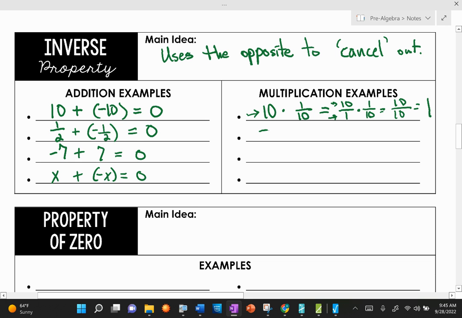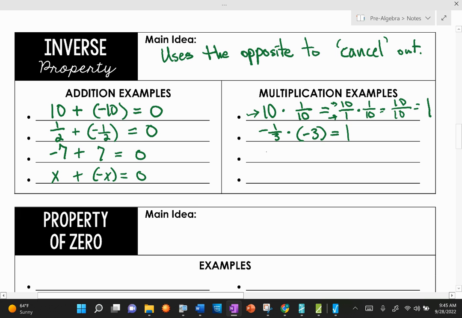Okay. So what about if we have negative 1/3? What can we multiply that by to get 1? Negative 3. So we start with the fraction on this one. We want it to cancel out, so we multiply it by the inverse, which means we're going to flip that fraction upside down. And it's still negative, so now it's just negative 3.